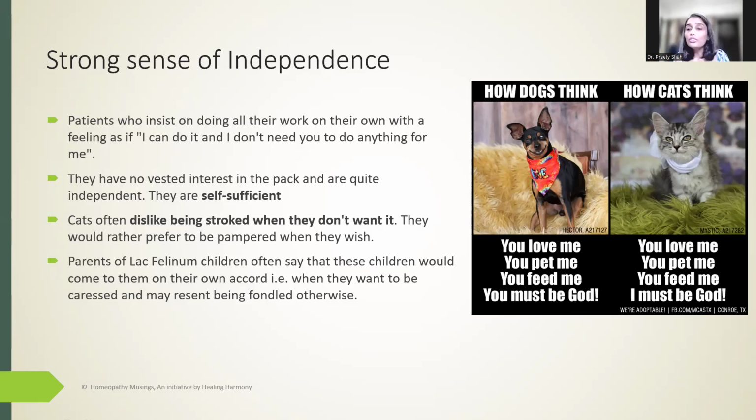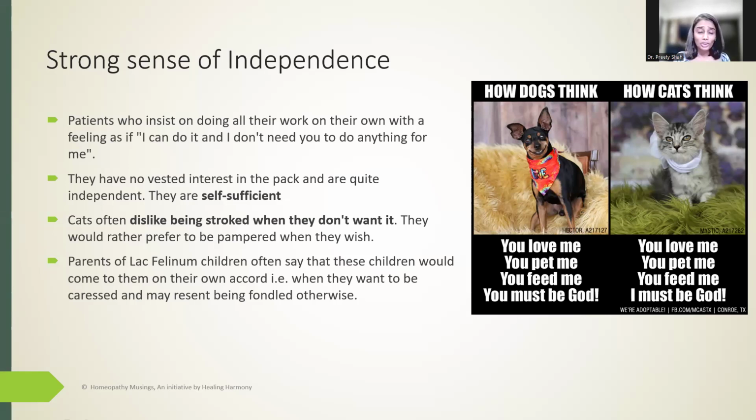They have a vested interest in the group, they have a vested interest to be with the family. But they would ideally want their space. They love to have their own space, their own independence, their own freedom. If you have seen, cats often dislike being stroked when they don't want to. For those who have pets, or who have had interaction with cats, you will see how a dog would like to be petted versus how a cat would like to be petted. It's completely different. You can only pet the cat when she is ready to receive the petting.